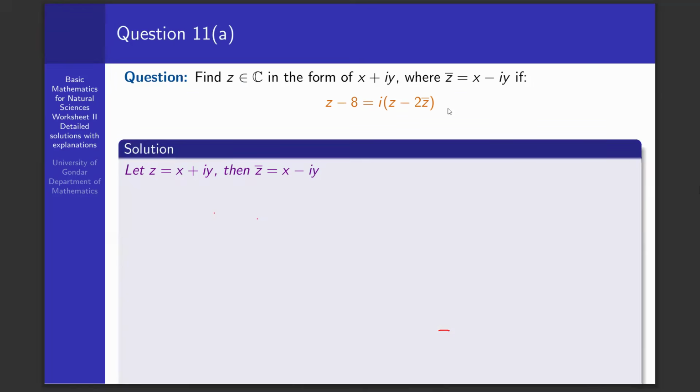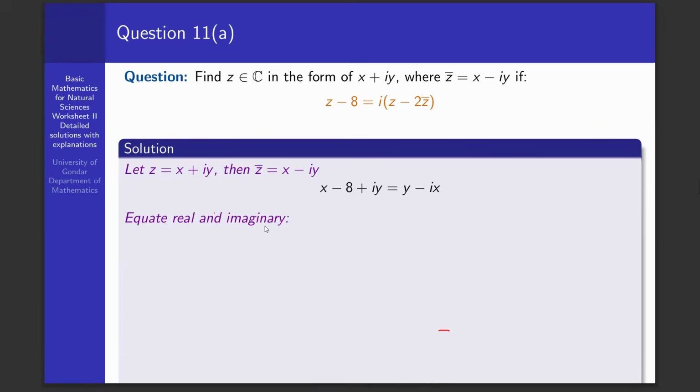Then in order to have a solution for this one, let z is equal to x plus iy, so that its complex conjugate would be x minus iy. And then x minus 8 plus iy is equal to 8y minus ix. That means if you substitute this one, it becomes x minus 8 plus iy is equal to y minus ix.